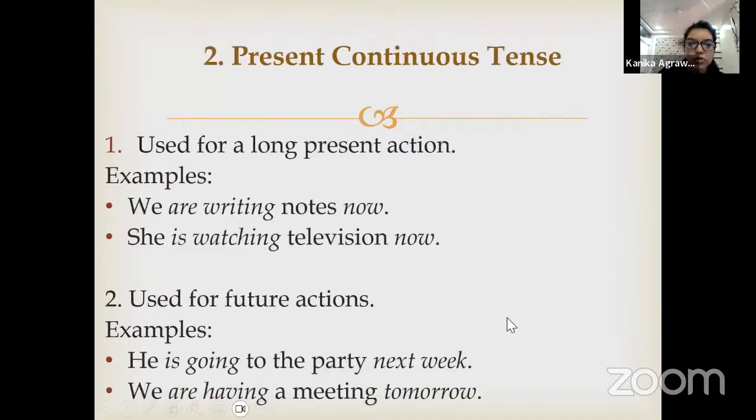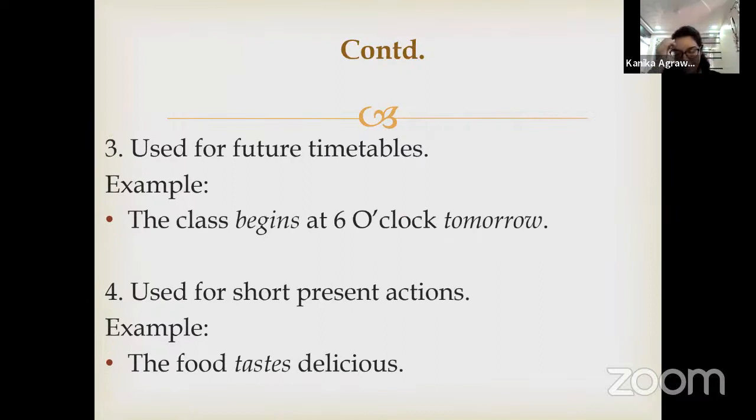Okay. So now we have present continuous tense. How is it different from the simple present tense? Tell me, what word do you use in simple present tense, and what word? Someone is asking, ma'am, what is meant by short period action? Short period action basically means a one time thing, like the food tastes delicious, the dress looks nice, or like that.